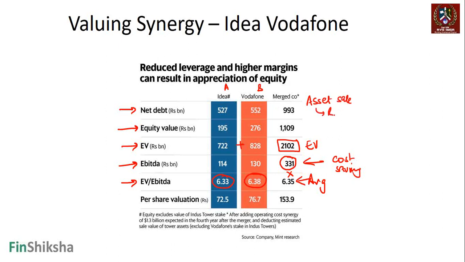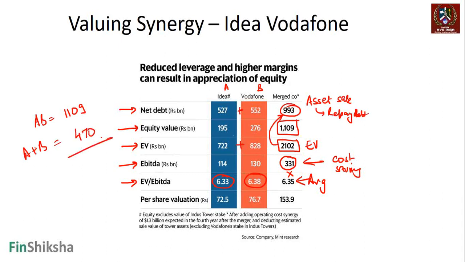So that is used to repay some debt, and so the total debt is also lower than the sum of these two. You subtract net debt from EV, you find the new equity value, which is significantly larger than A plus B. So AB equity value is 1109, A plus B is 195 plus 276, so that's going to be approximately equal to 470. The difference is my synergy, right?